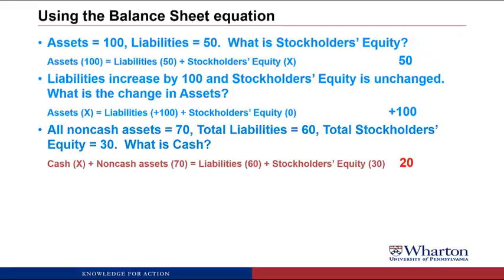We can again use the balance sheet equation for this one, but we need to separate assets into cash and non-cash assets. So we have liabilities and stockholders' equity of 90 total on the right-hand side. Non-cash assets are 70 on the left. To be in balance, cash has to equal 20 in this case.